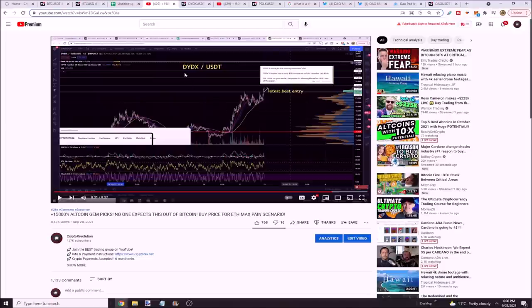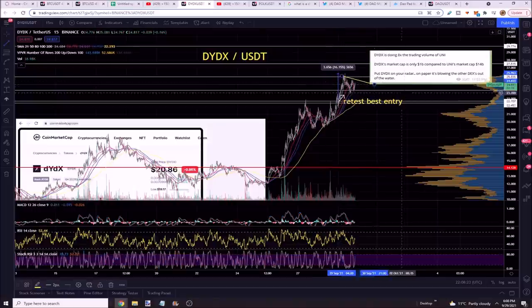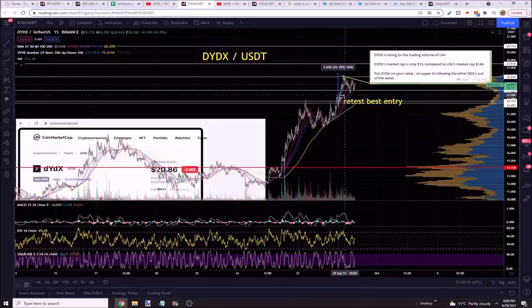Yesterday, I talked about DYDX. This coin's doing things that other coins aren't doing. Boom. Immediately, 16% gains right after this retest. Now, if Bitcoin bounces, you potentially could have a bull pennant playing out here and more upside out of DYDX.